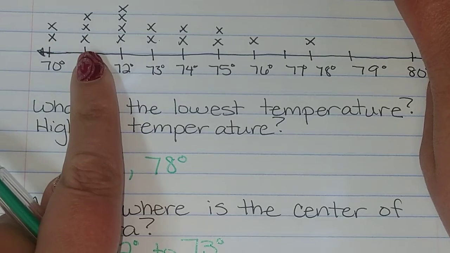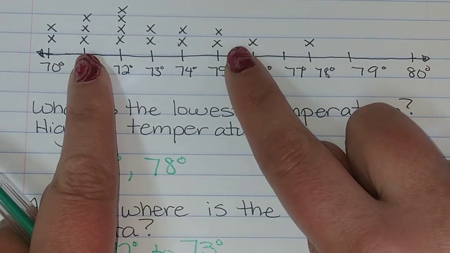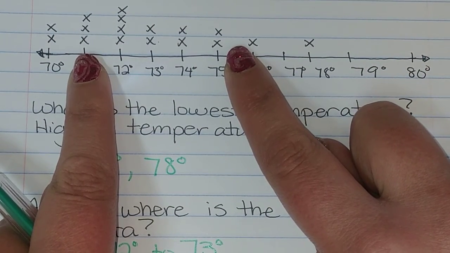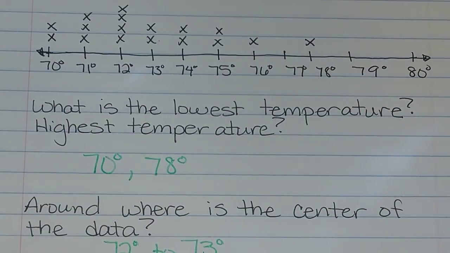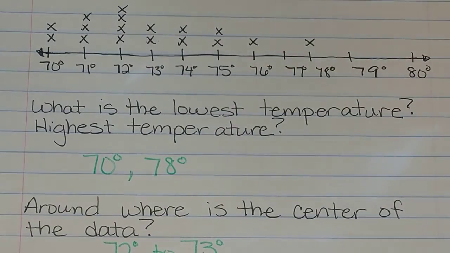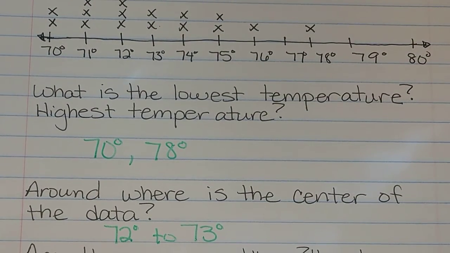You can see there's some data here, and there's not as much data on the other side of 72 or 73. So that shows that that's our center point. It also happens to be one of the higher points, but that's just a coincidence.